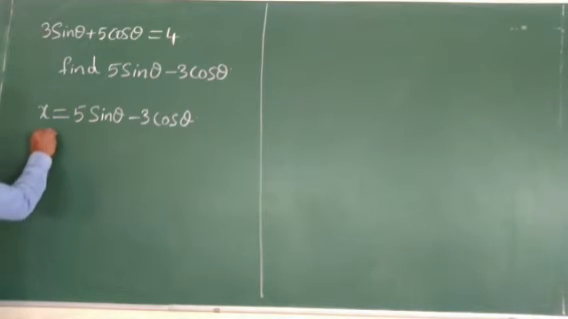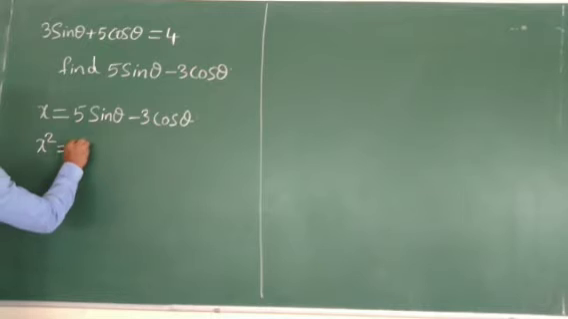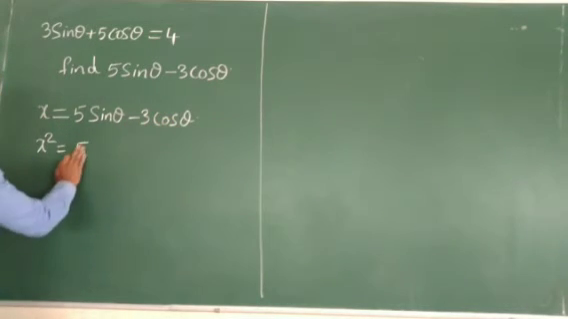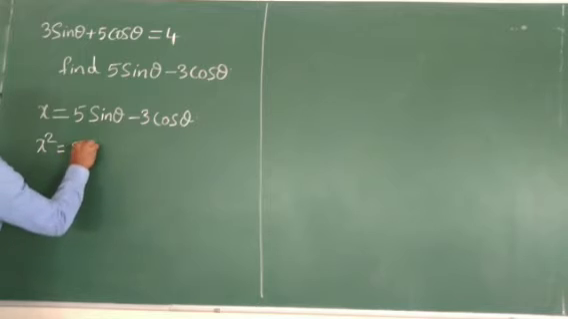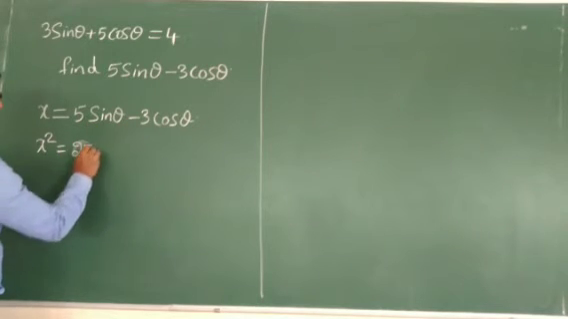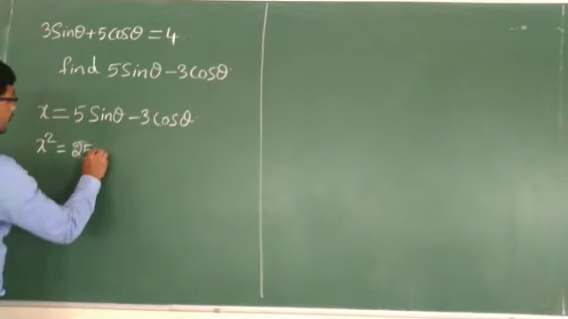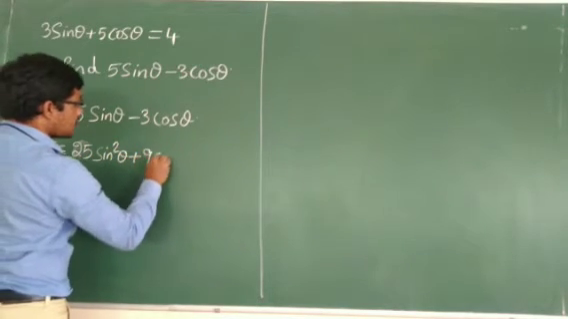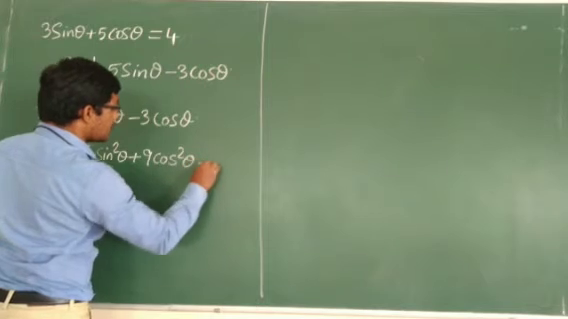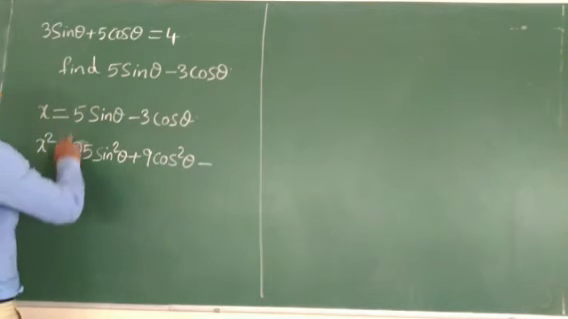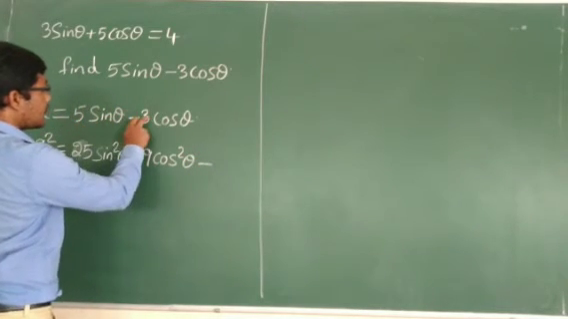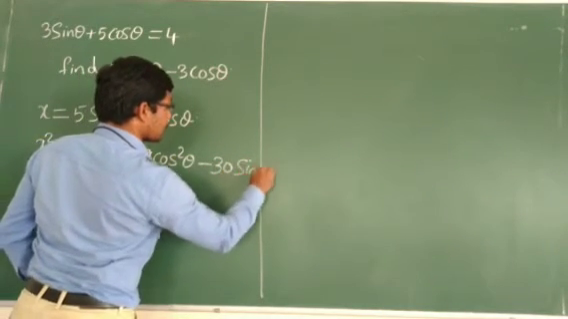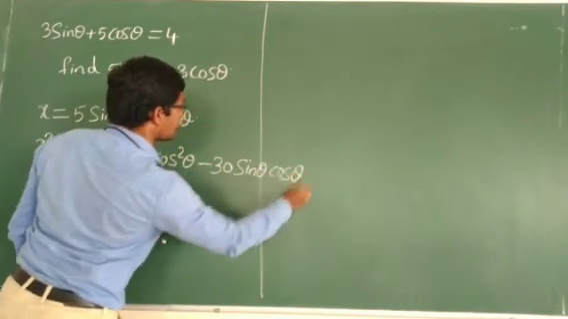Take squaring on both sides. X square is equal to 5 sin theta minus 3 cos theta whole square. So this becomes a minus b whole square, that is 25 sin square theta plus 9 cos square theta minus 2ab, that is 2 into 5 10, 10 into 3 30 sin theta into cos theta.